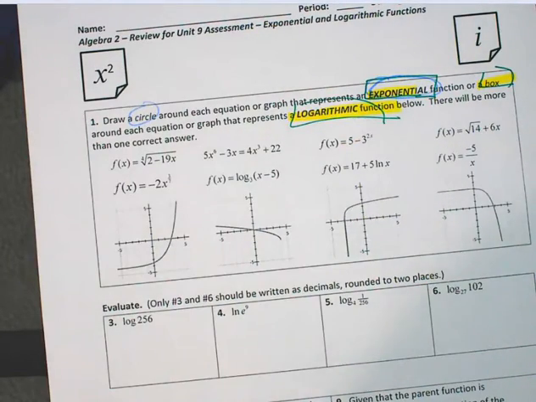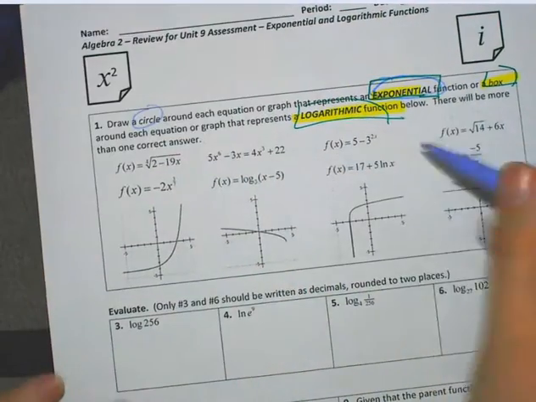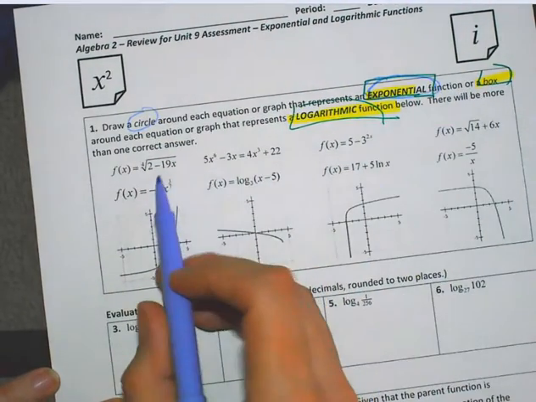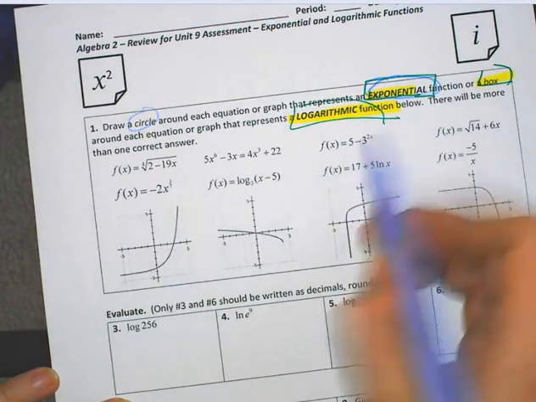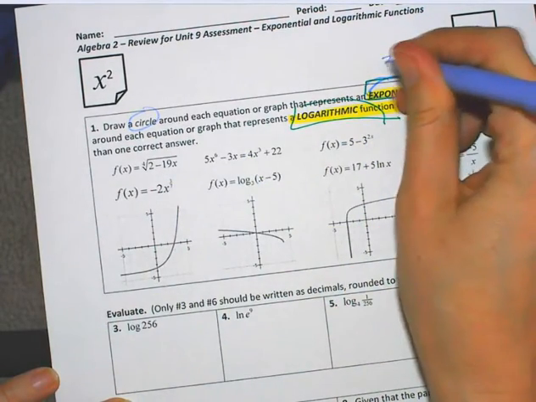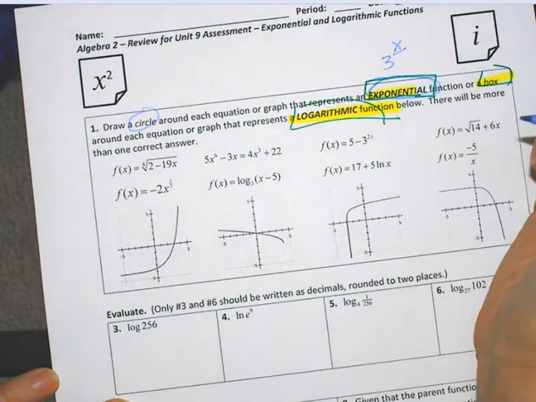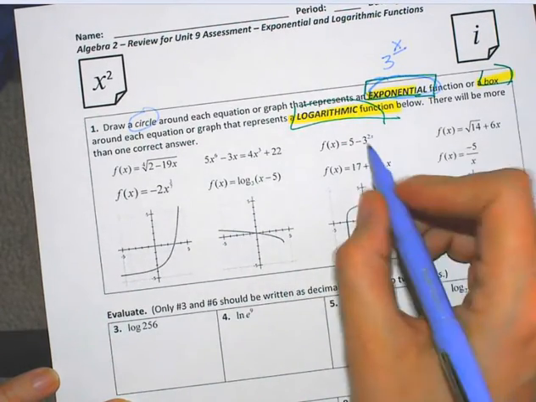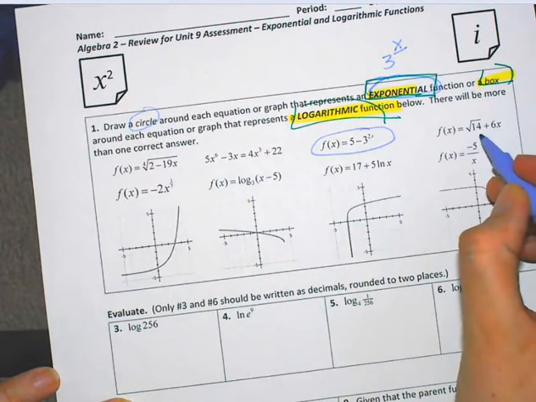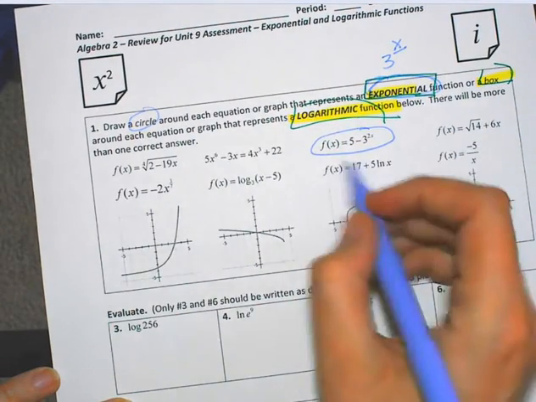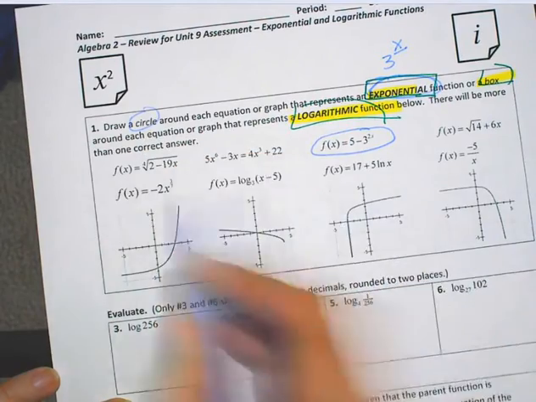All right, so let's start with the exponential. We said circle around the exponential. So I'm going to look at each of these. I know that exponential is going to have an x in the exponent. That's how we remember that. So an x in the exponent is what I'm looking for in all of the equations. X in the exponent. Nope.